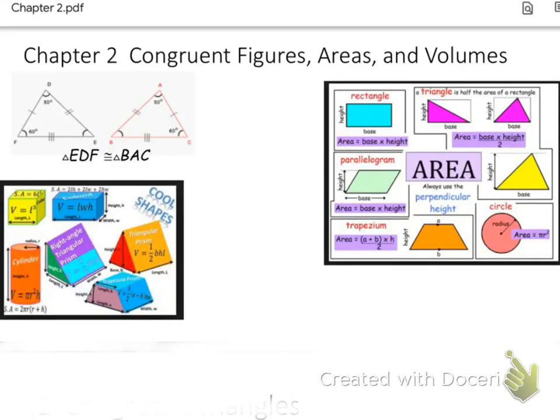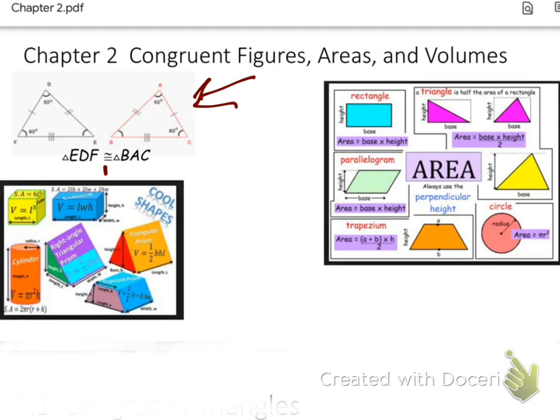In this video, we're going to do Chapter 2 in the geometry book entitled Congruent Figures, Areas, and Volumes. So here, right over here, is an example of congruent figures. Figures that are congruent are exactly equal. And this is the symbol for congruent. We're going to cover this in the chapter, but this is the symbol right there.